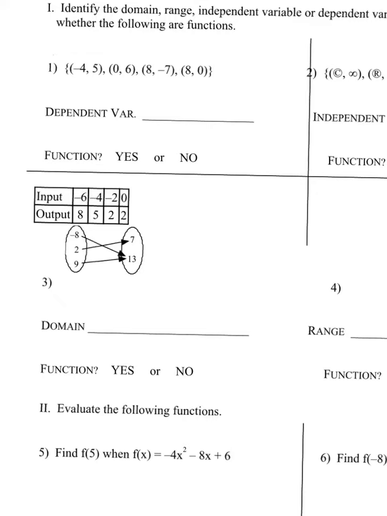Number 3 shows a table of values of input and output values. We have -6, 8, -4, 5, -2, 2, and 0, 2. So we can see that the x values are the input and the y values are the output. Since we don't have any repeating values of x, we can say that that table is a function.